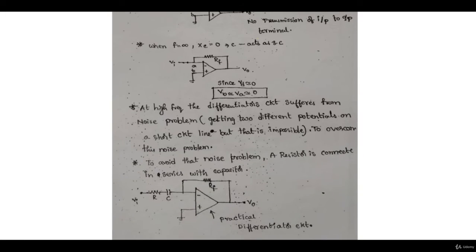At high frequency the differentiator circuit suffers from a noise problem, getting two different potentials on a short circuit, which is impossible. Here we are getting two potentials, one from virtual ground and one from Vi. That is not possible. To overcome this noise problem, we attach a resistor in series with the capacitor. That is how the practical differentiator works, so there will be a resistance, as you can see here.